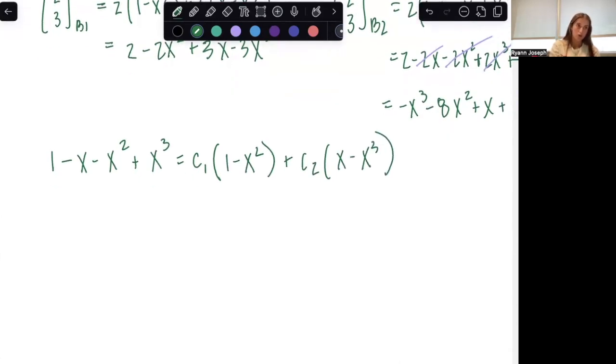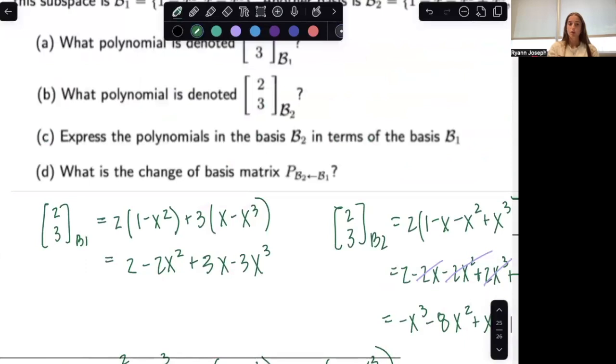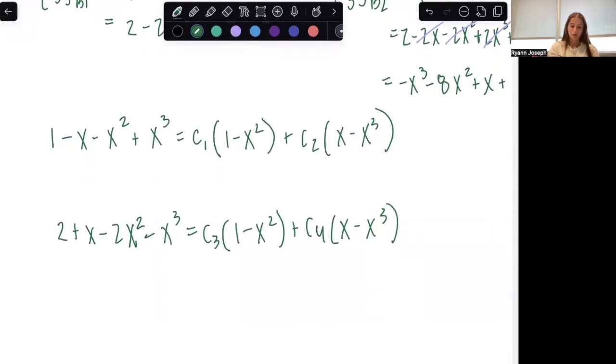Same thing for the second element in the basis B2, 2 plus x minus 2x squared minus x cubed. I'll call it C3 times 1 minus x squared plus C4 times x minus x cubed. So this is what they're asking us. How can we express the polynomials in the basis B2 in terms of the basis B1? This first one is pretty easy, because you could solve it visually. You could solve the system, but looking at this, I know I just need this to be a 1, and I need this to be a negative 1.